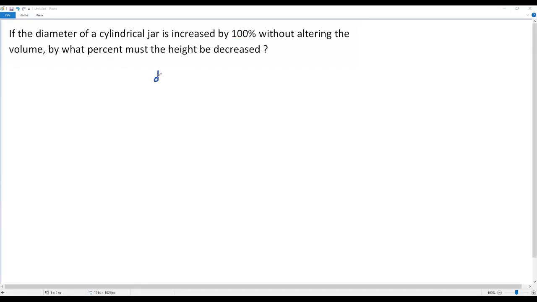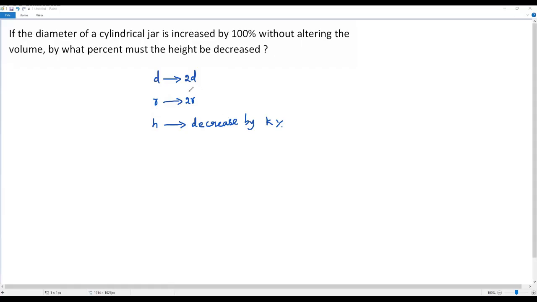Let me assume D as the original diameter, R as the original radius, and H as the original height. When the diameter is increased by 100%, D will become 2 times itself, that is 2D. Then the radius also becomes 2 times itself, that is R becomes 2R. Now we have to find the percentage by which the height has to be decreased. Let me assume the height is decreased by K percent.